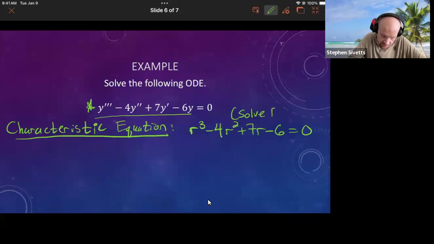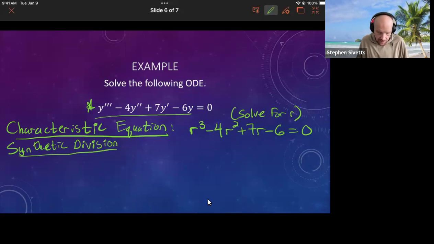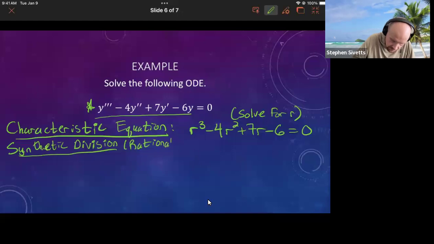So now from here, you want to solve for r. And you might be stuck at this point. That's fine. But we're going to use a property called synthetic division in algebra, right? To figure out the roots of a polynomial, we're going to use synthetic division. Okay, and then we're going to also use the rational zeros theorem to do this, right?